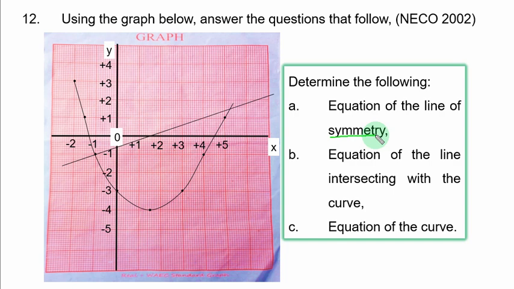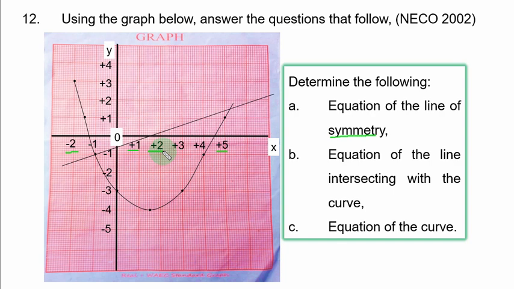The line of symmetry, that is a line that divides the curve into 2 equal parts. You have 8 points on the x-axis from -2 to +5, and the middle is between +2 and +1, and that should be 1.5. So the equation of the line of symmetry is simply x equal to 1.5.